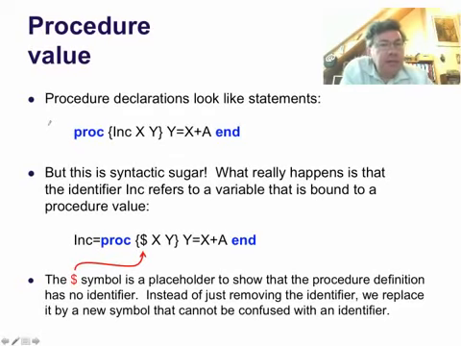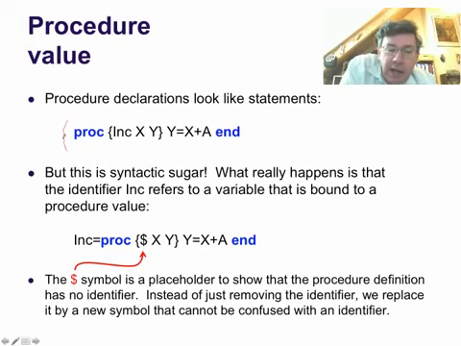Now that we've seen what a contextual environment is, let's take a look at the next step, which is the procedure value. Procedure value is exactly what its name says. Procedures are values in memory. Variables are bound to procedure values. So to show this, let's start with a simple procedure here.